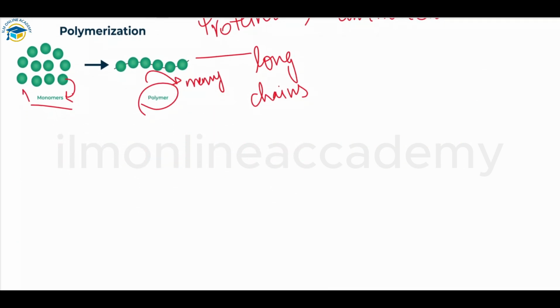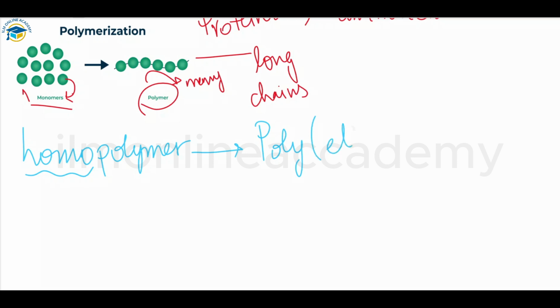Next, we have different types of polymers. The first one is the homopolymer. As the word suggests, homo means same, so homopolymers contain just one type of monomer. Polyethylene, polypropene, and polychloroethene are all examples of homopolymers.